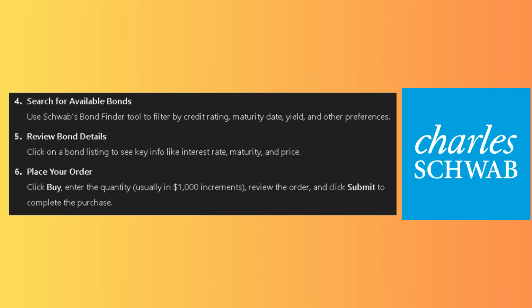Place your order. Click buy and enter the quantity, usually in $1,000 increments. Review the order, then click submit to complete the purchase. Now you have bought bonds on Charles Schwab.